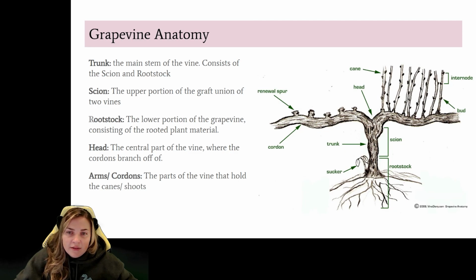Then we have the head. This is the central part of the vine where the cordons branch off. So we'll talk during our pruning demo about the difference between a bilateral cordon, where cordon is cord in Spanish, or you can think of it as an arm, right? So we refer to it as arms or cordons, however you would like to refer to that for yourself. This is the part of the vine that holds the canes or shoots, right? But when we go into our pruning segment, we'll learn the difference between head-trained and bilateral cordon-trained vines. That all refers to where the shoots come off of.